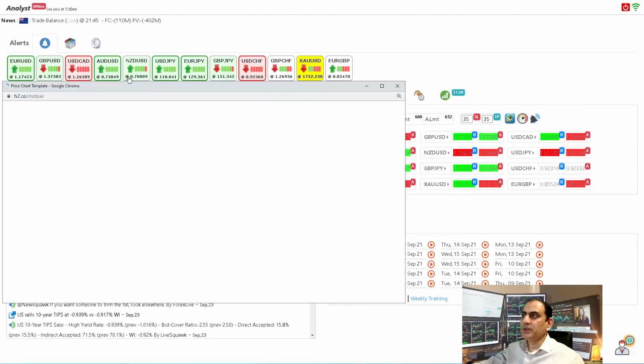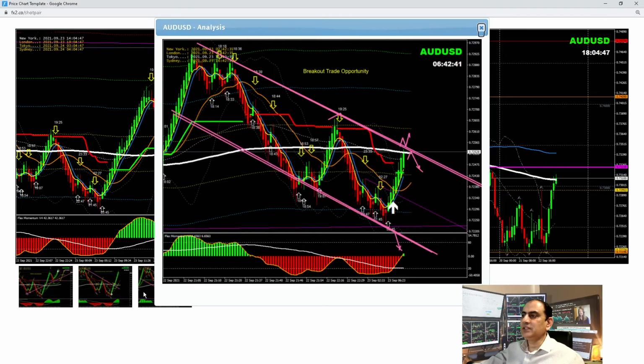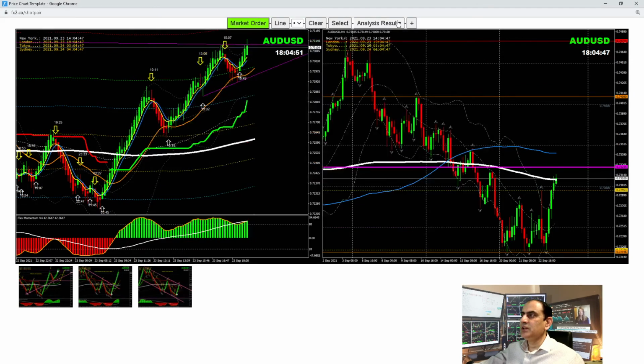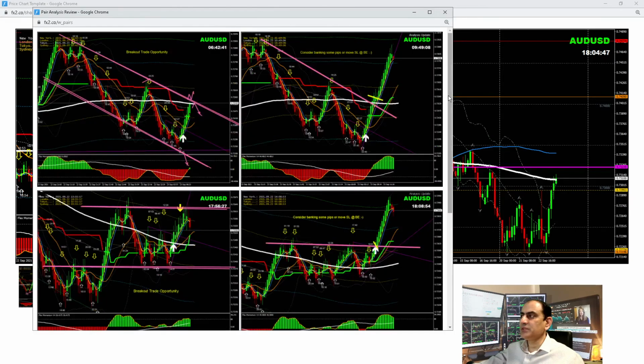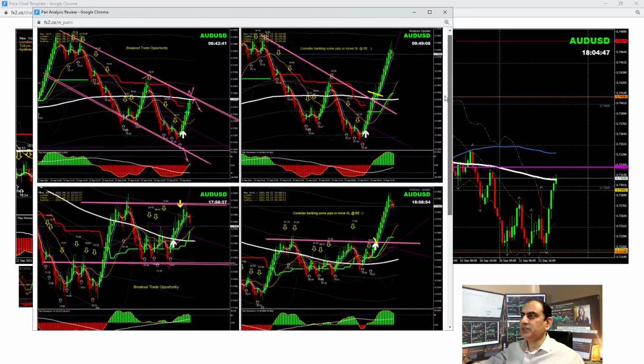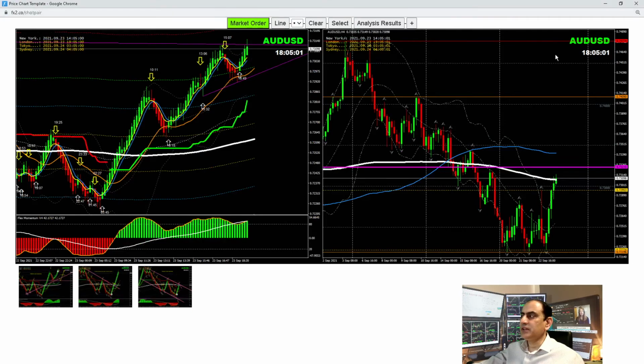Aussie dollar, beautiful pullback, long trade here, breakout, long trade here. You can see this was the breakout. Let me share with you the quick analysis. As you can see here, the dollar was weakening this morning. This is the first breakout, and afterwards you have another channel breakout, beautiful, and a beautiful long trade. So we had amazing trades, guys.